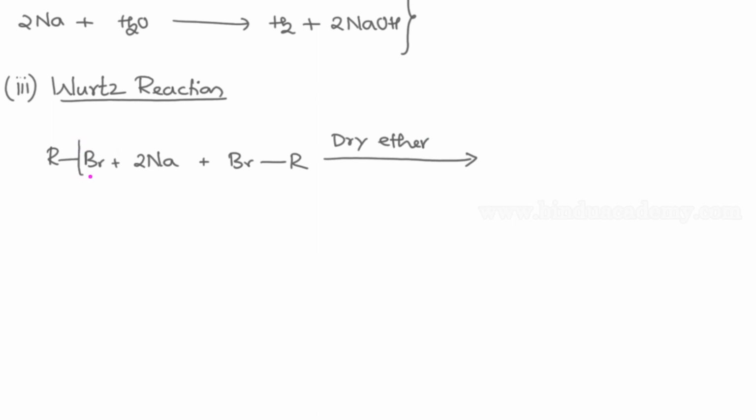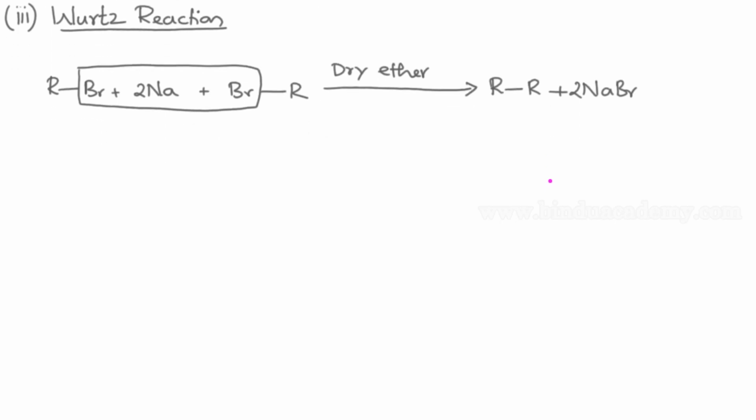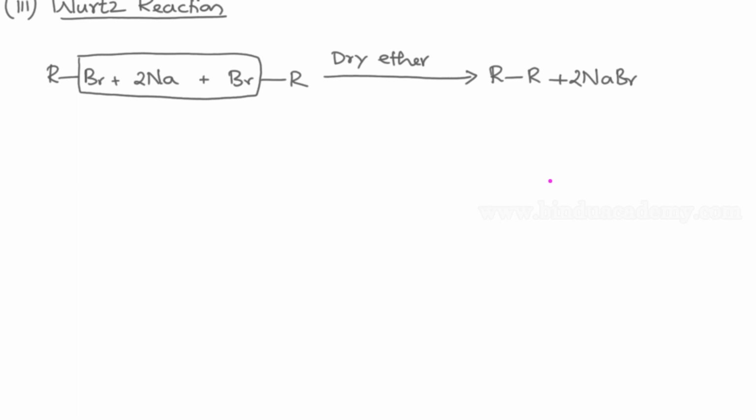So what happens here? Now this combination takes place. The bromide gets combined with the sodium, and we get R-R plus sodium bromide, NaBr. Two molecules of NaBr are formed. Now we can write the mechanism for the Wurtz reaction. The mechanism may be of two types. One mechanism is the ionic reaction mechanism. The second one is the free radical mechanism. We'll see the first one, that is the ionic mechanism. Ionic reaction.